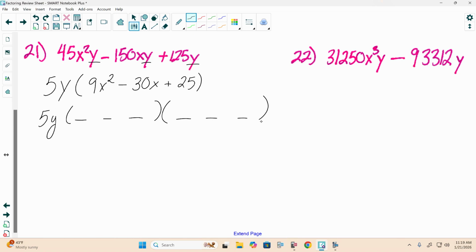2 sets of parentheses with 3 spaces. Third term is positive, so our signs are the same and match the sign of the middle term. Almost put plus. Should be minus and minus. Factors of 9x squared. Well, the x squared would be x and x. Factors of 9 are 1 and 9 or 3 and 3.